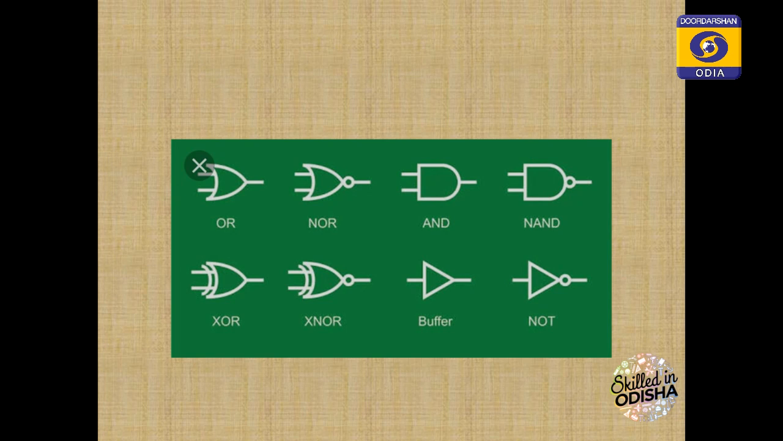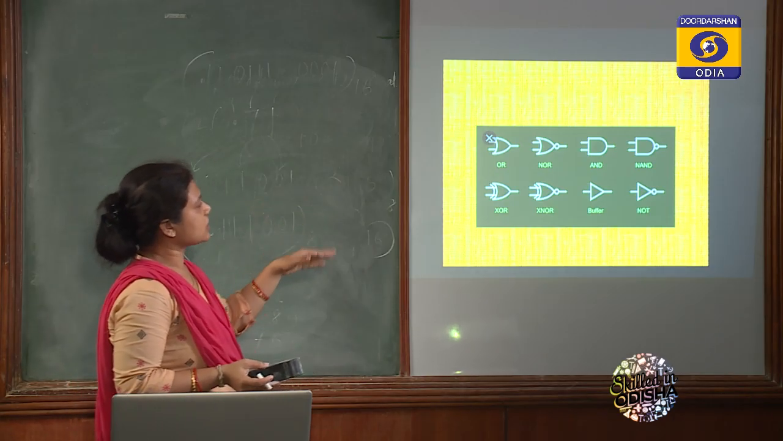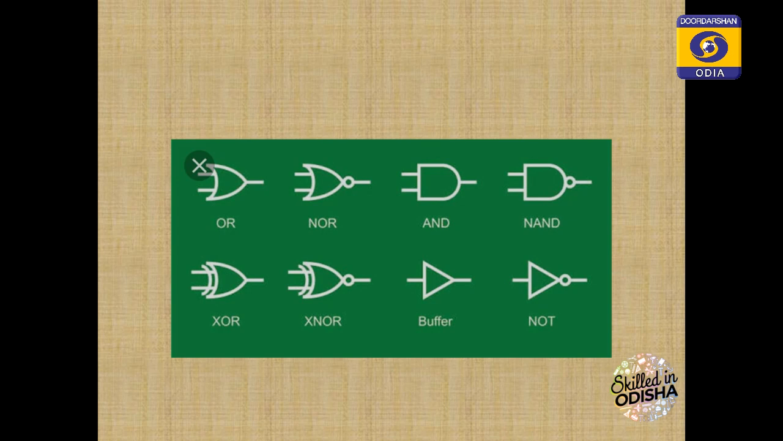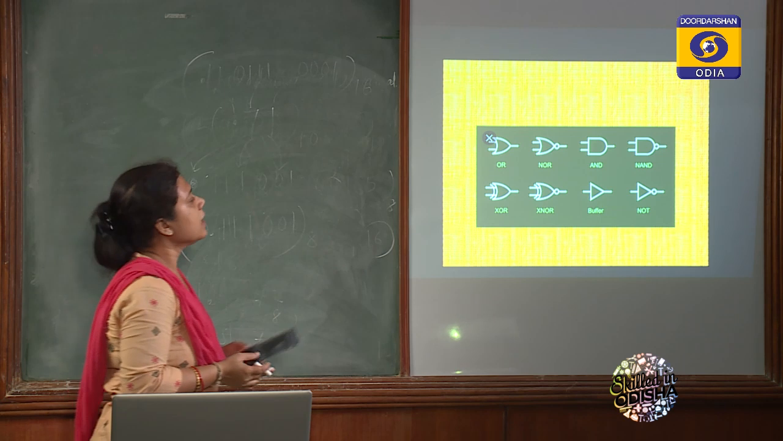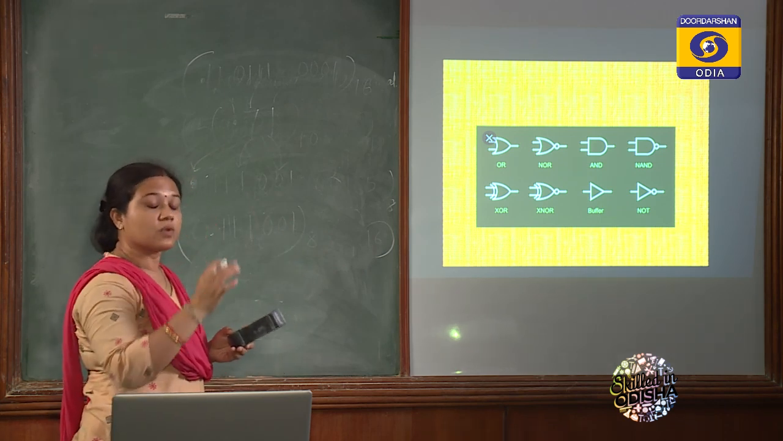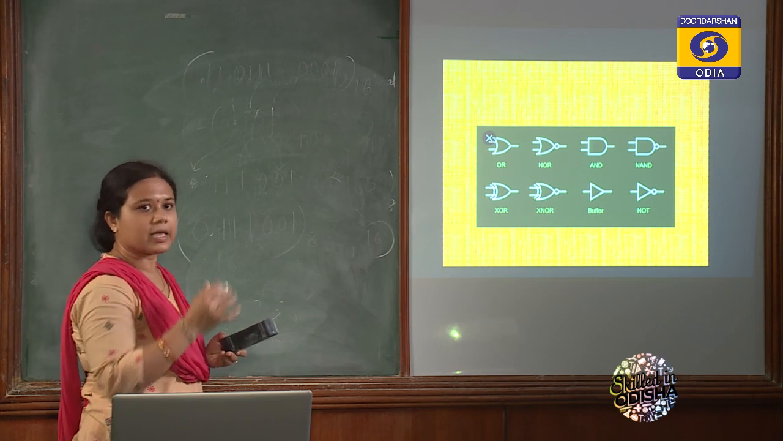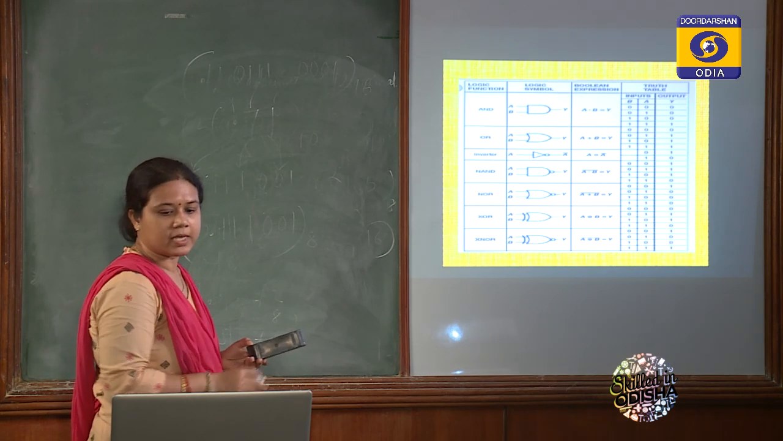So these are some logic gates which are in our syllabus. First is our OR, NOR, AND, NAND, XOR, XNOR, buffer and NOT. This NOT is also known as inverter circuit. These logic gates are used to simplify the calculations. So first I can start from this.